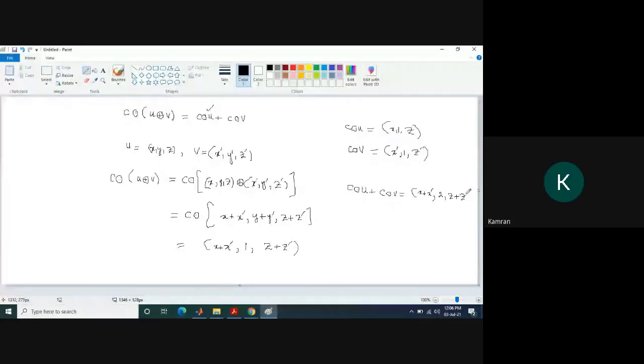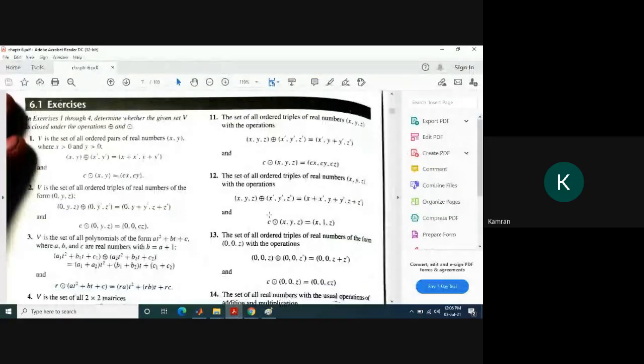Now you see, here it is (x plus x prime, 1, z plus z prime), and here it is (x plus x prime, 2, z plus z prime). So they are not equal. This means that this condition is not satisfied. So question number 12 is also not a vector space. This is also not a vector space, okay?